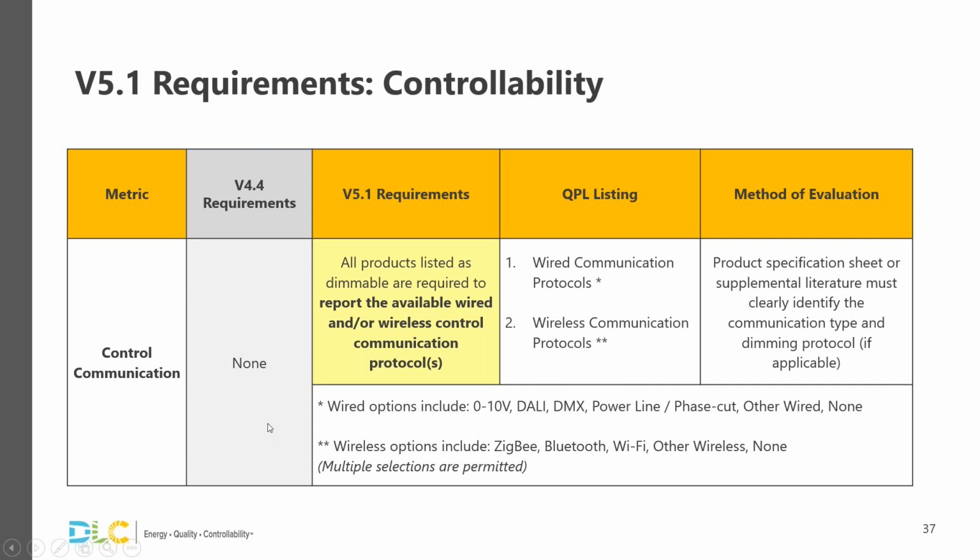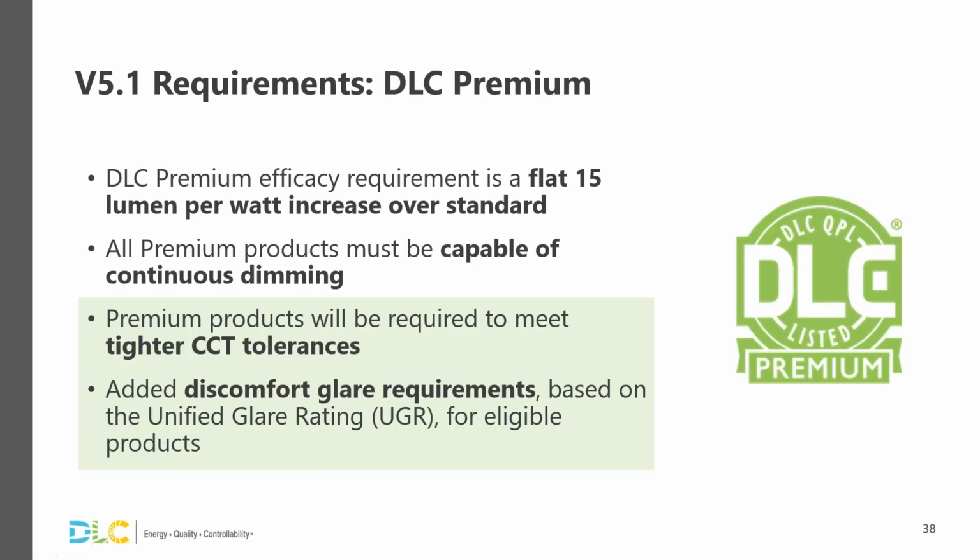All right, so let's move on to 5.1 premium. The efficacy and dimming requirements are unchanged relative to 5.0, as shown in the first two bullets here. So again, efficacy is a flat 15 lumen per watt increase, and every product must be capable of continuous dimming. In the shaded green area are the new elements to premium under 5.1. The two aspects being a chromaticity requirement and discomfort glare. We'll talk through those in detail over the next couple of slides.